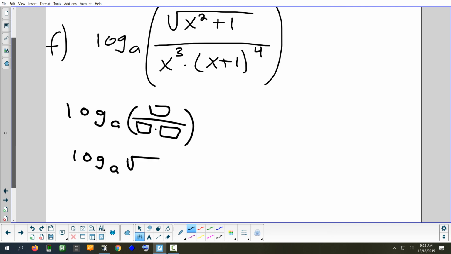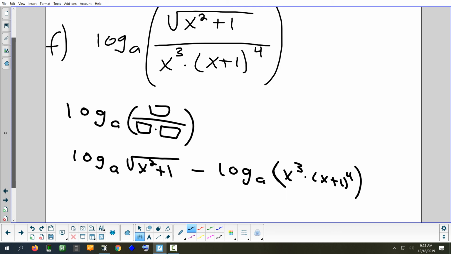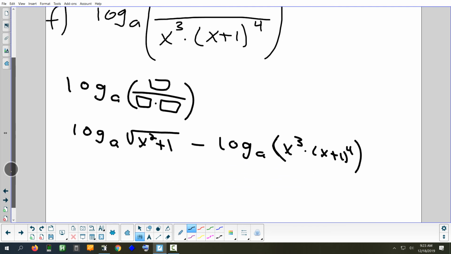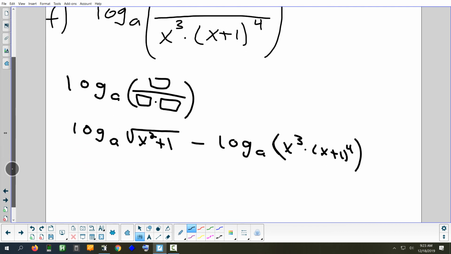So log of the top minus log of the bottom. Now, I'm putting the x cubed and x plus 1 to the fourth in parentheses because all of that is the argument. The whole bottom. Right? All of that is being plugged into the log function. We still have a little more work we can do there, but for now, that's good. So that's the first step. So what we're trying to do is just break it down into simpler problems.